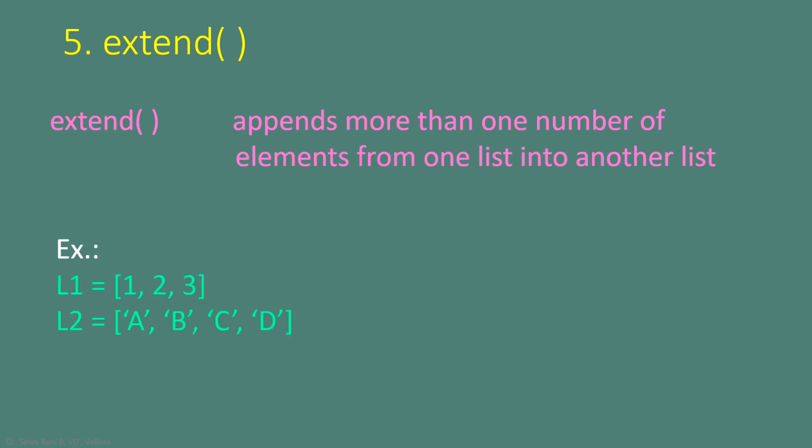Let L1 is equal to 1, 2, 3 and L2 is equal to A, B, C, D. If we want to add all the elements from L2 in L1, then we can use extend method like this, L1 dot extend of L2. Now the elements from L2 will be appended in L1. If we display the result, we will be getting 1, 2, 3, A, B, C, D.